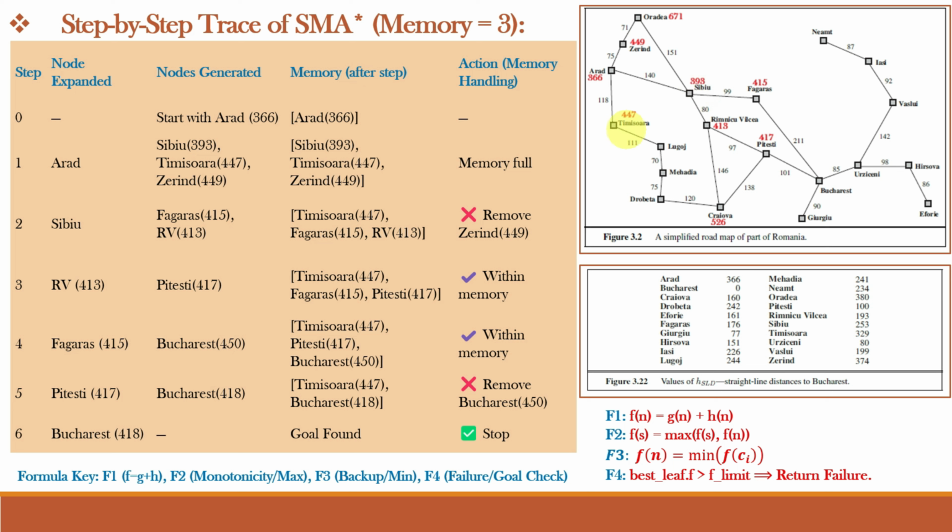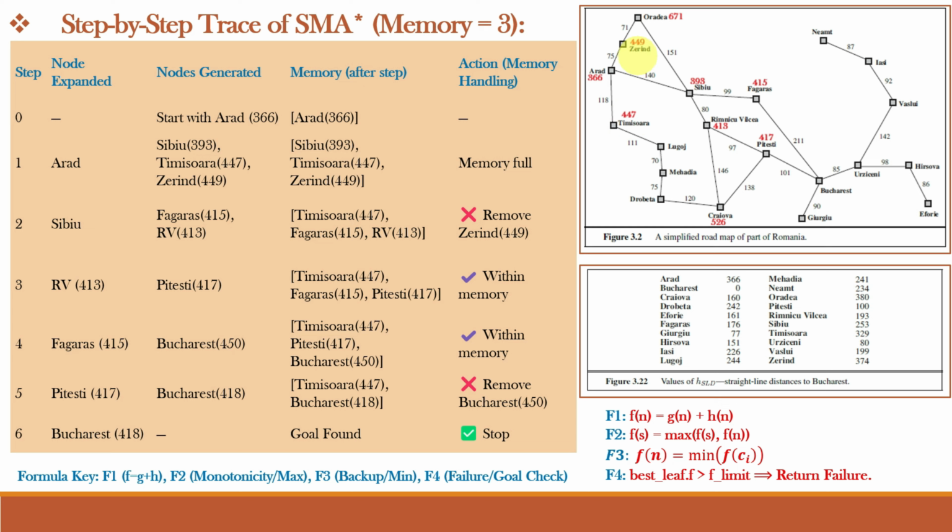Next, for Timisoara, G is equal to 118, H is equal to 329. Using this formula, 118 plus 329 is equal to 447. And using this formula, the maximum of Fs, that is 366, comma 447, is equal to 447. So Timisoara gets value 447.